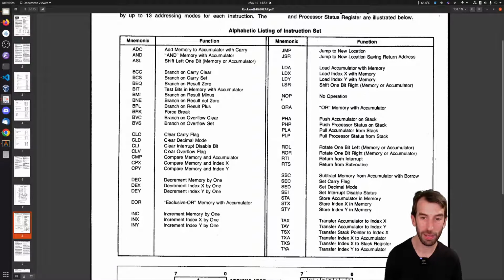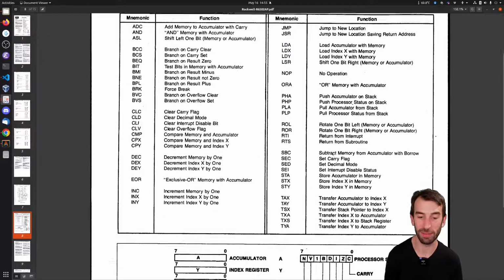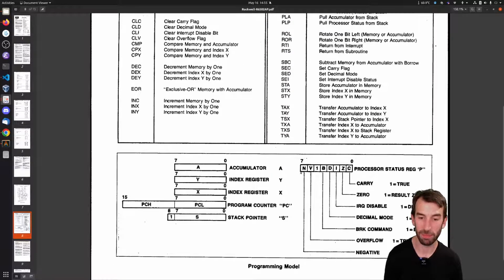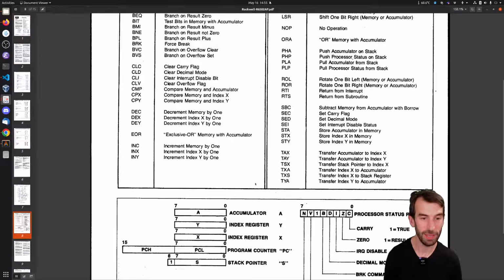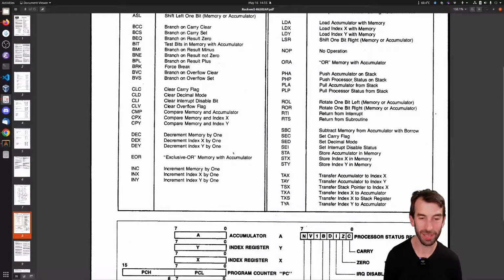There's NOP. There's OR. There's some push and pop to stack, but only for the accumulator and processor status register. The processor status is the flags. This one, N, V, nothing, break, decimal, IRQ mask, 0, and carry. There's a few other weird commands. You can decrement and increment registers with a single instruction.